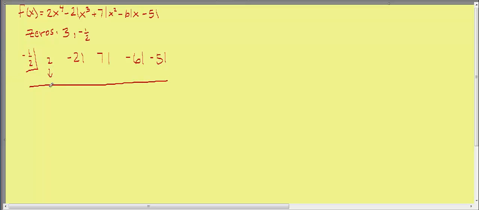All right, so I drop the first term, I get 2. Negative 1/2 times 2 is negative 1. Add that to negative 21, I get negative 22. Negative 1/2 times negative 22 is 11. I add that to 71 and I get 82. Negative 1/2 times 82 is negative 41. I add that to negative 61 and I get negative 102. And then negative 1/2 times negative 102 is actually 51.